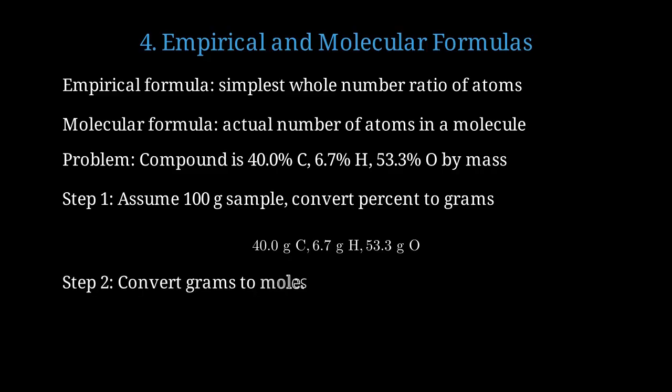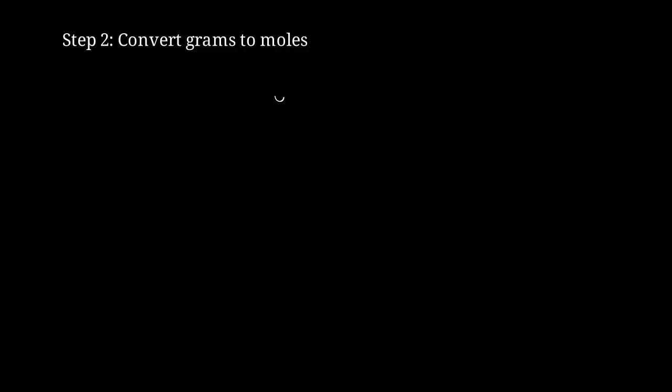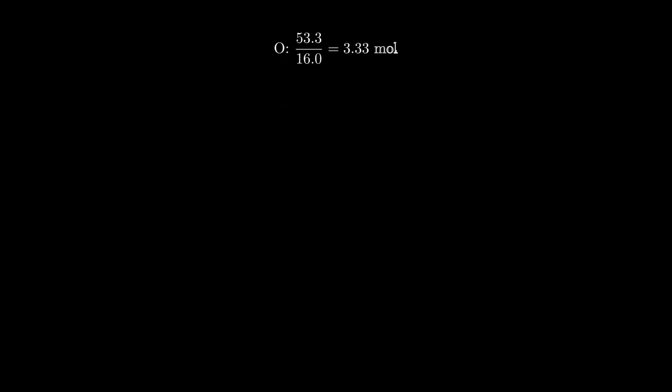Next, convert each mass to moles using molar masses. Carbon. 40 divided by 12 equals 3.33 moles. Hydrogen. 6.7 divided by 1 equals 6.7 moles. Oxygen. 53.3 divided by 16 equals 3.33 moles.